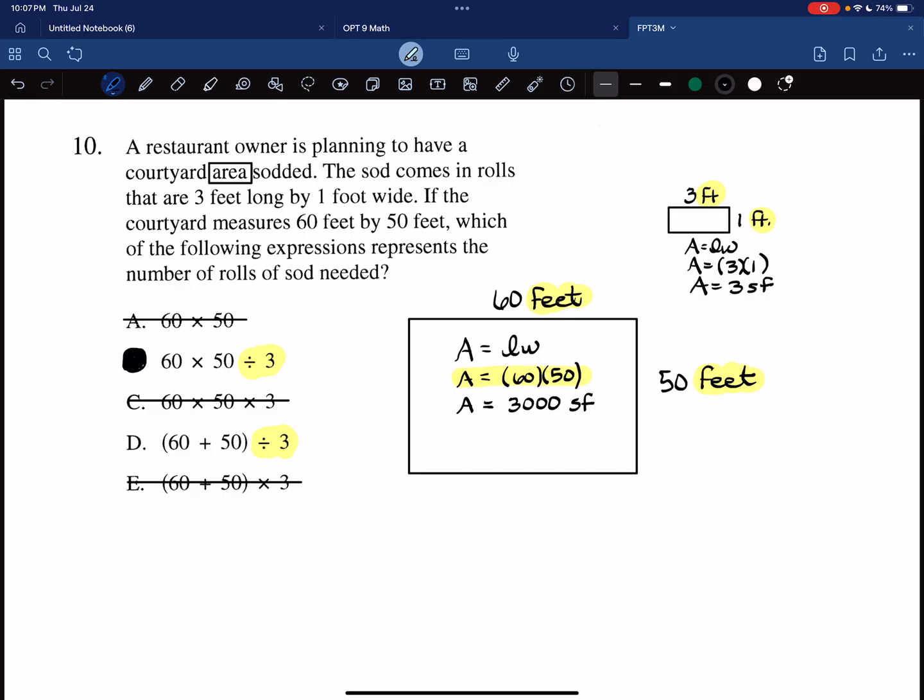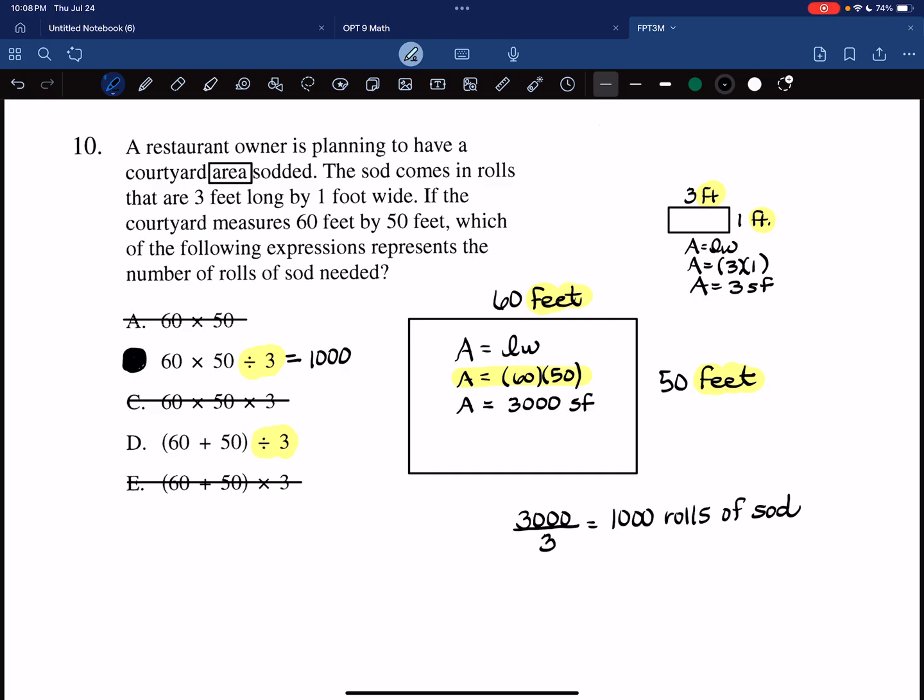You could check yourself if you wanted to by doing 3,000 divided by 3. It's going to be 1,000 rolls of sod. And if your answer choice is correct, when you put that through the calculator, it should come up to be 1,000. If it doesn't, something is wrong. But it does, therefore you are fine.